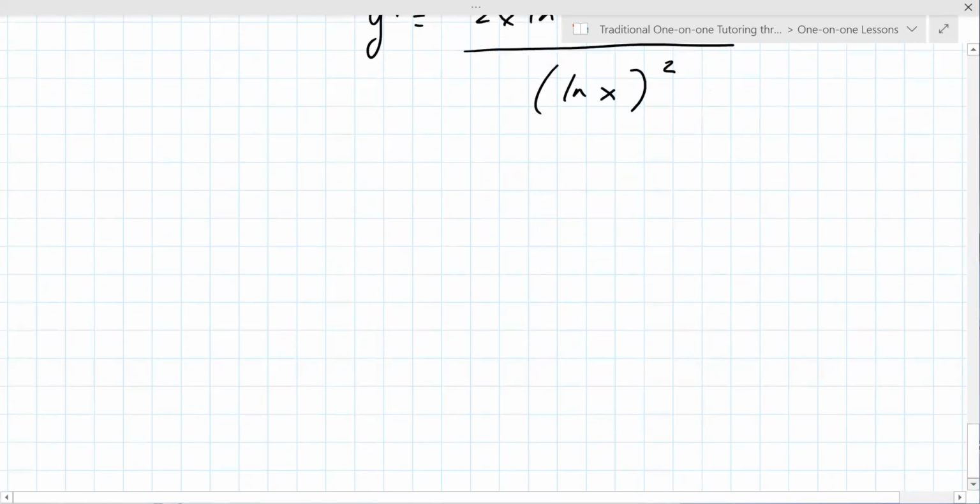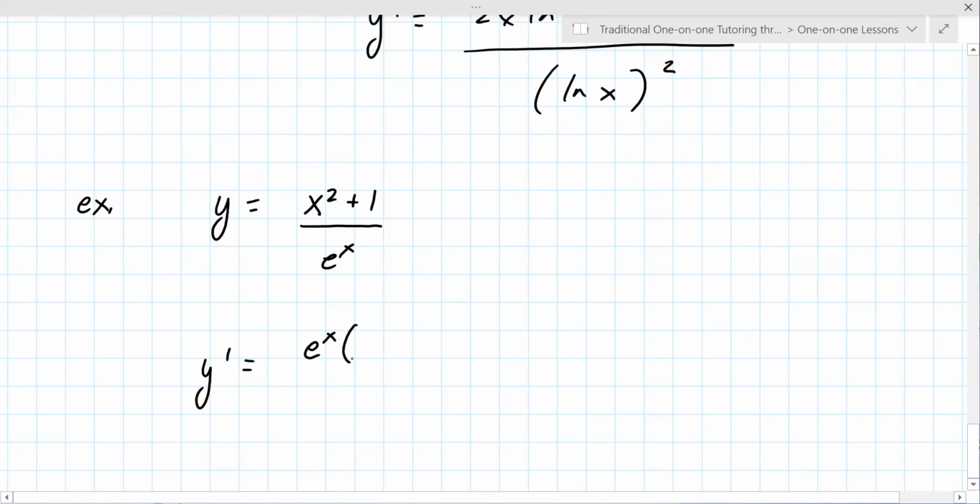All right. Let's do another example here. Let's say that y equals x squared plus 1 over e to the x. So y prime equals, you start by keeping the bottom. So e to the x, times 2x plus 0, minus.